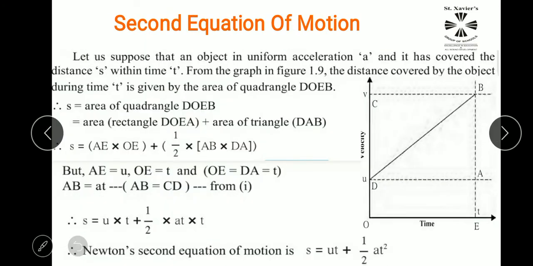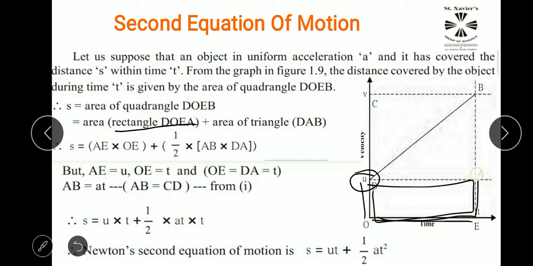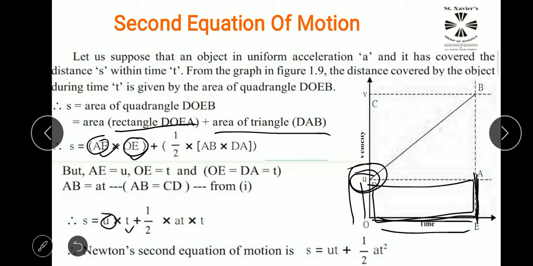Students, so here what we'll do, we'll find the area of DOEA. DOEA area is length into breadth. Length here is T, and breadth, when you will see, it is equal to U, students. So we'll get here length OE into AE. OE is nothing but T. So we'll get T, and AE is nothing but equal to OD, which is U. Now area of DAB.